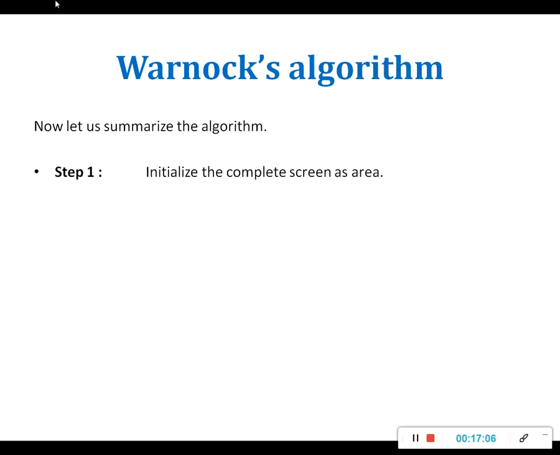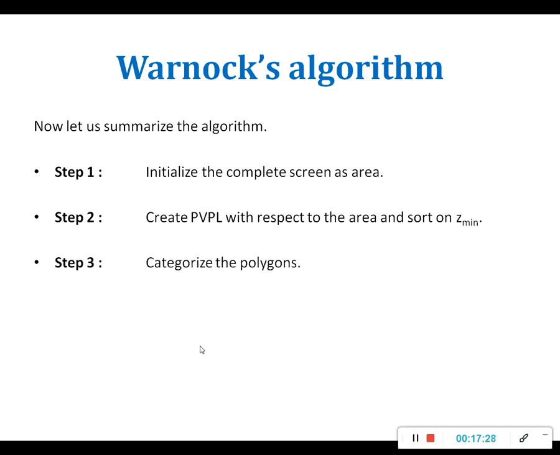Now we are going to summarize Warnock's algorithm. What is step number 1? Initialize the complete screen as an area. Next we create the PVPL with respect to the area, and we sort that list according to the Zmin value. Next we categorize the polygons.